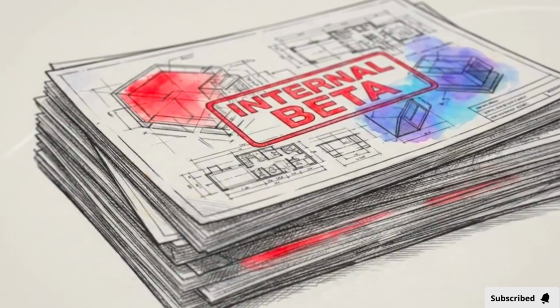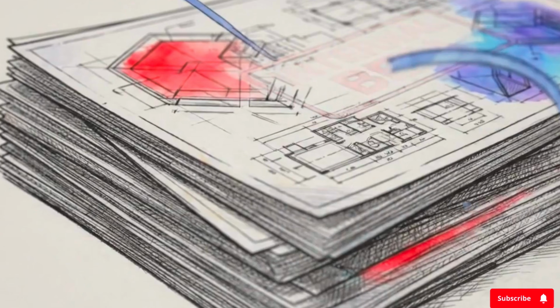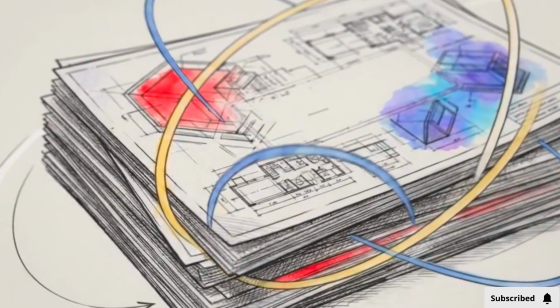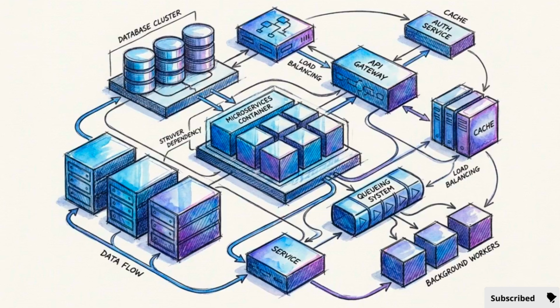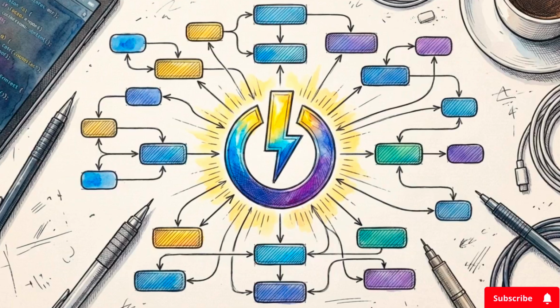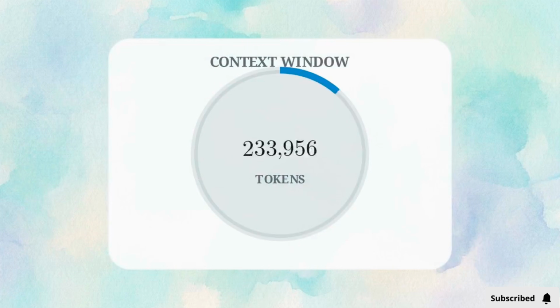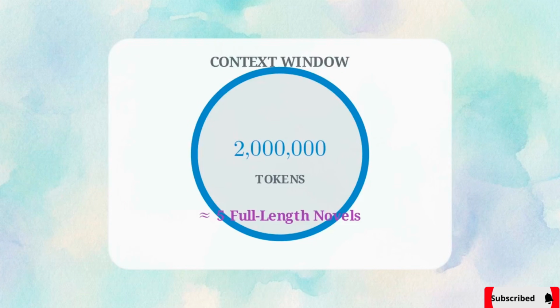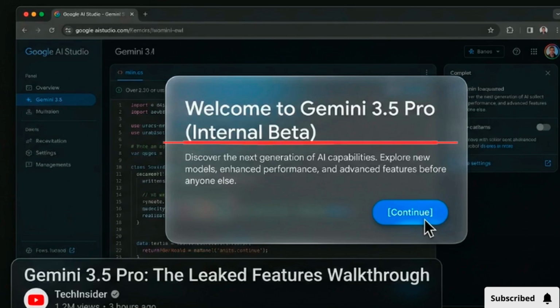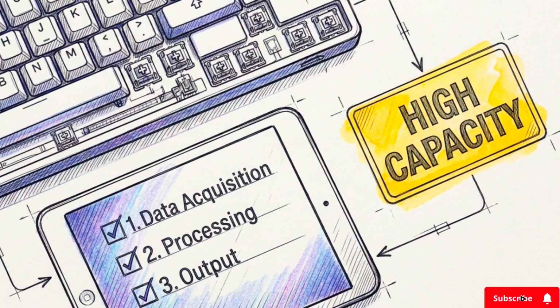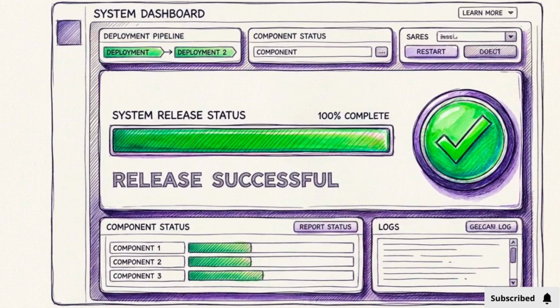A leaked internal beta for Gemini 3.5 Pro has surfaced. The technical documentation included in this leak describes the model as a complete, ground-up rebuild of the underlying engine. By following this walkthrough, you will learn how to initialize this new architecture, leverage the full 2 million token context window, and deploy the specialized reasoning engine. This is the specific interface developers are using to test the model's new capabilities. Learning the setup sequence today ensures you can use the system's high-capacity features as soon as they reach the public.